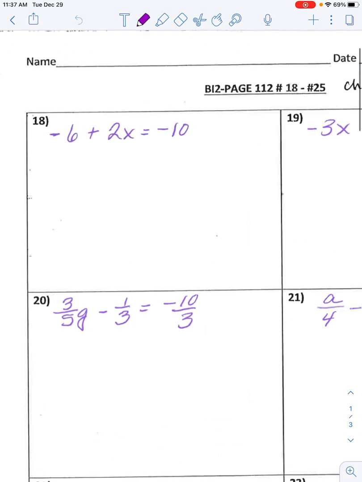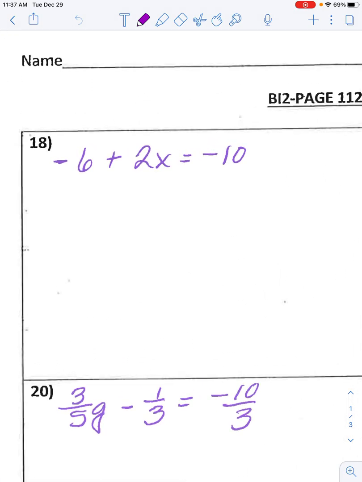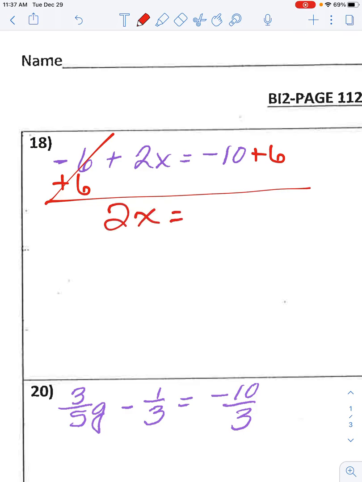So starting with number 18, remember that you always undo addition and subtraction first, multiplication and division second. On number 18, it says -6 plus 2x equals -10. We want to isolate the 2x, so we're going to get rid of that -6. Since that says a -6, we're going to do the inverse and add 6 to both sides first. Remember, you always want 0 here, so -6 plus 6 is 0, leaving me with 2x. On the right, -10 plus 6, different signs, find the difference. The difference is 4, and there's more negatives, so it's a -4.